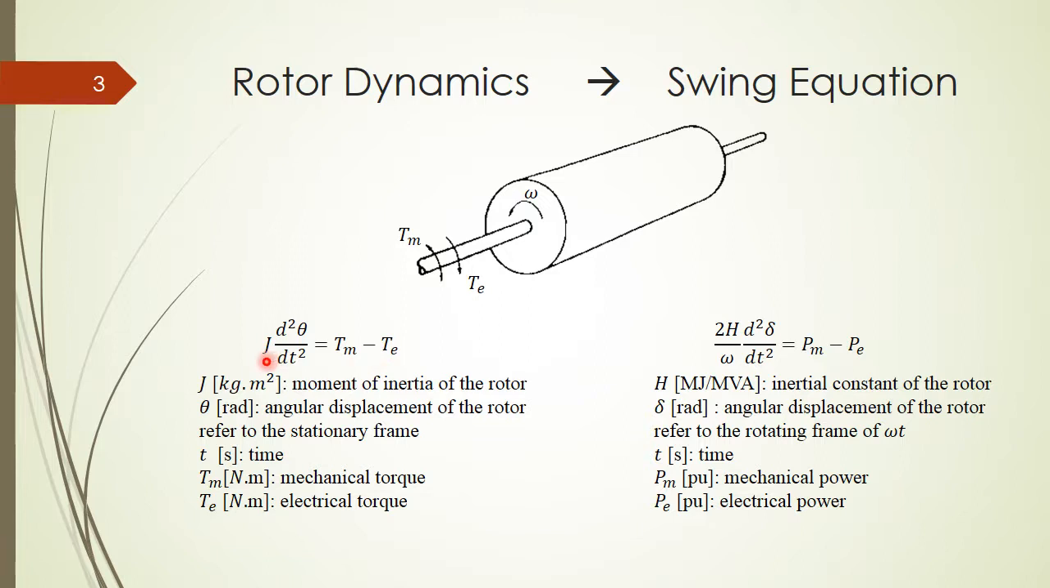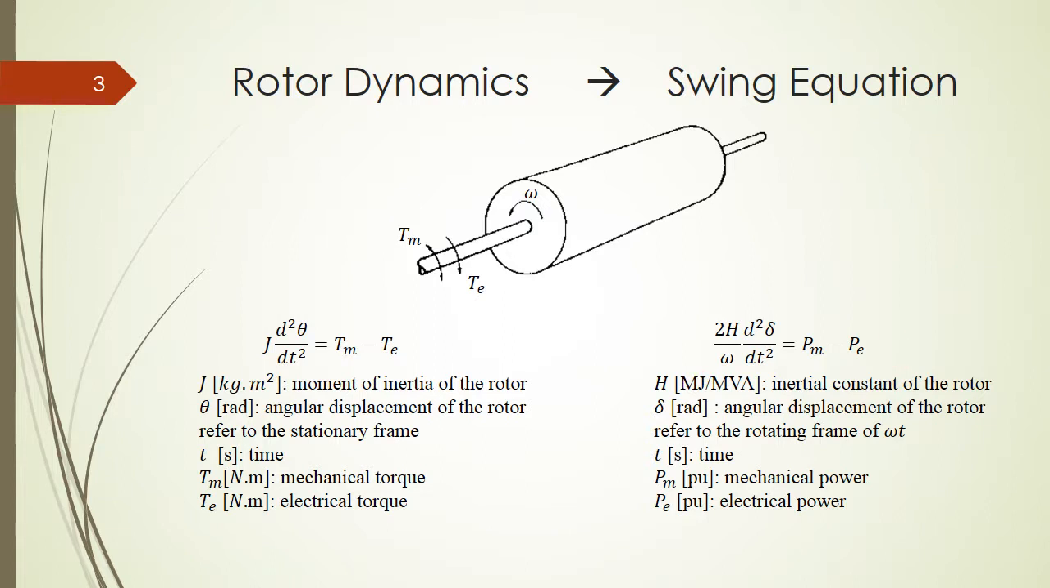J here is the moment of inertia of the rotor. Theta is the angular displacement of the rotor referred to a stationary frame which doesn't move, and t here is the time. So if we convert this one to a new form, then we can rewrite it as this formula.